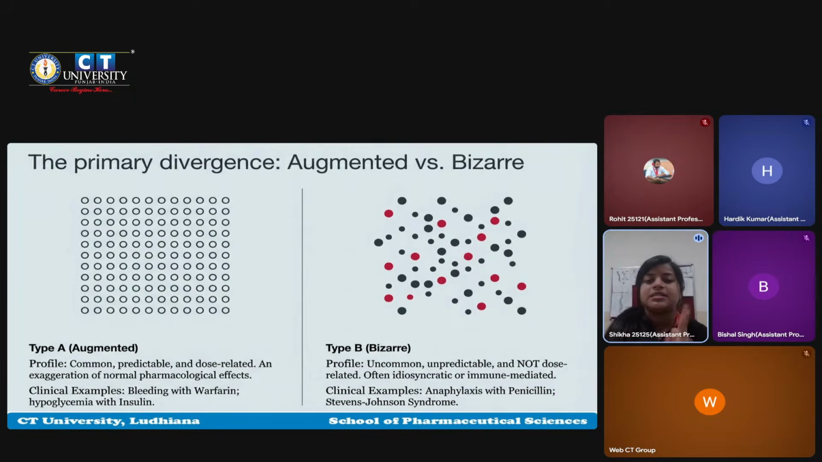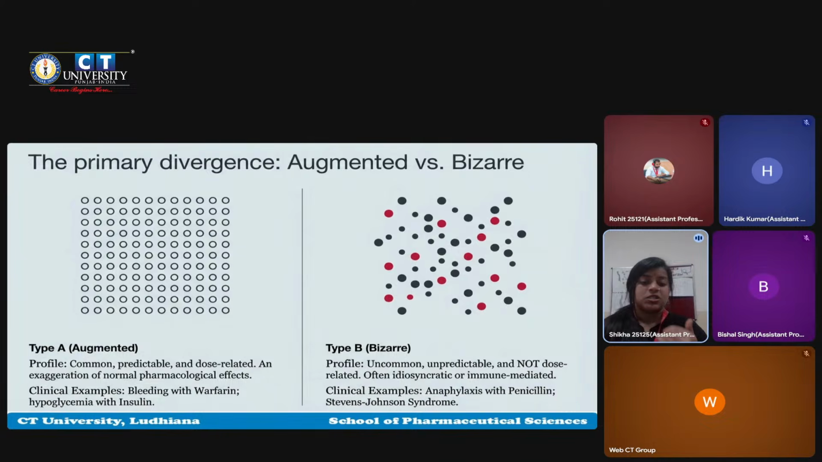There is a difference between augmented and bizarre. Augmented is basically common ADRs. It is predictable and it is dose related, meaning if the dose of the drug is increased, it will increase the chances of having ADR. So next is an exaggerated ADR, which means it will increase.